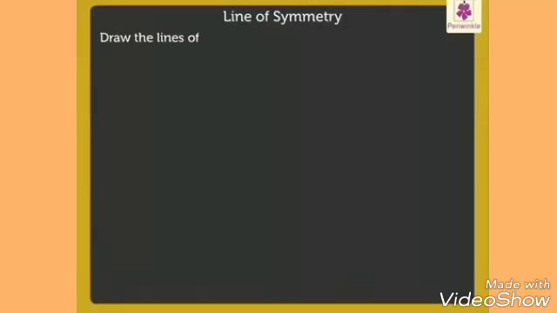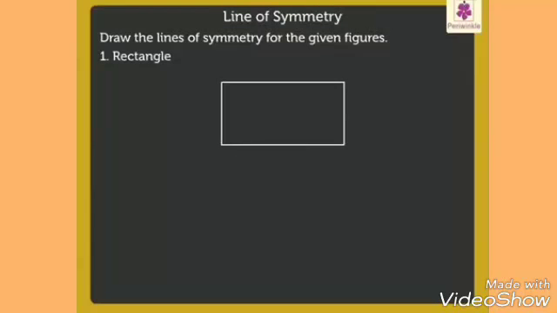Let's draw the lines of symmetry for the given figures. Figure 1. A rectangle. Here, we can divide the figure into two equal halves by folding it vertically or horizontally. Thus, we say a rectangle has two lines of symmetry.